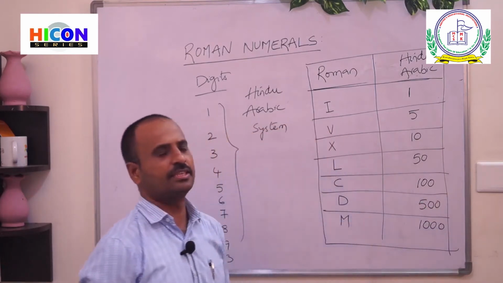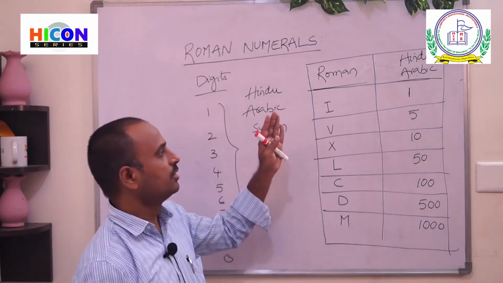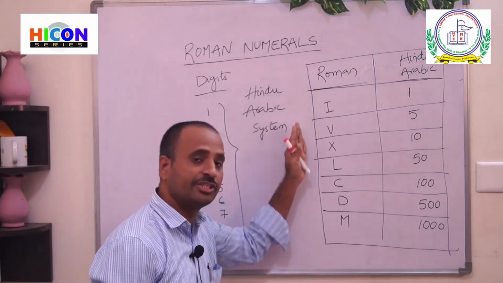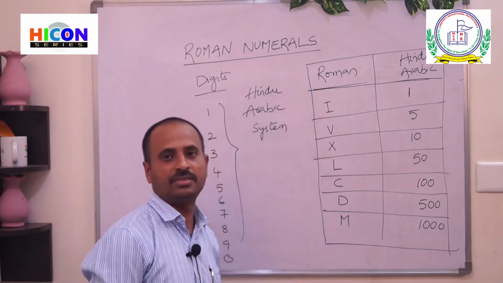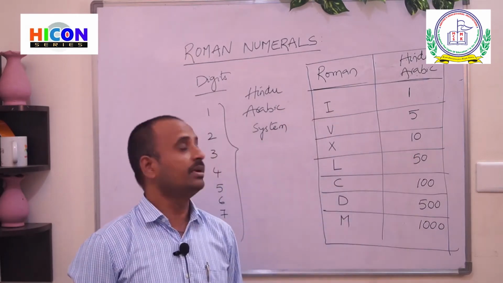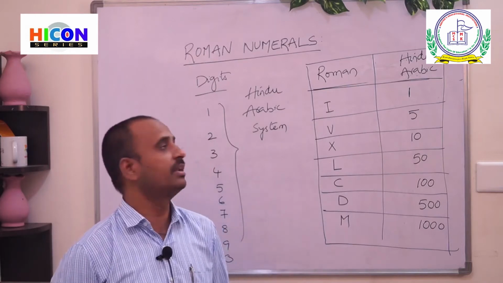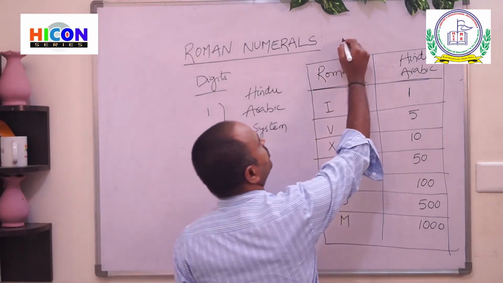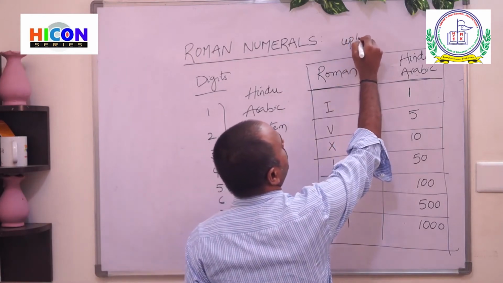So children, this is about Roman numerals. The Romans used a combination of these 7 symbols to write numbers in the Hindu Arabic system. Particularly, they have written the numbers up to 39 just by using 3 symbols.